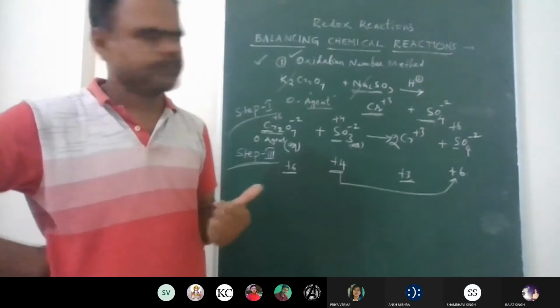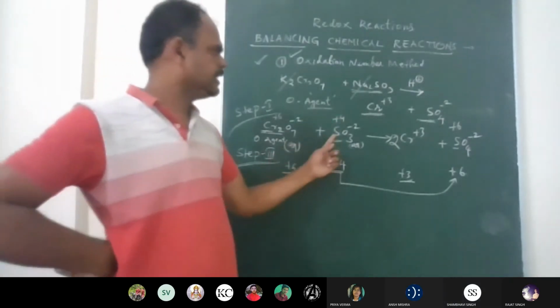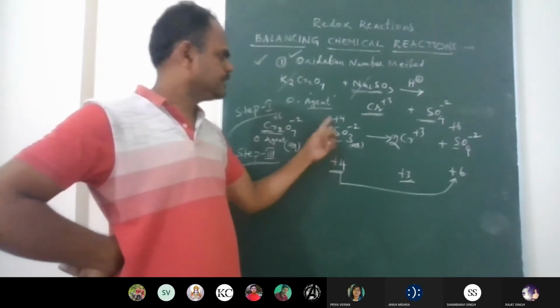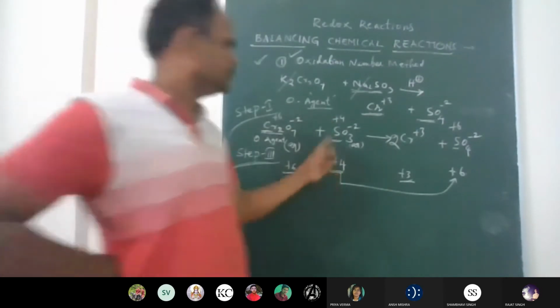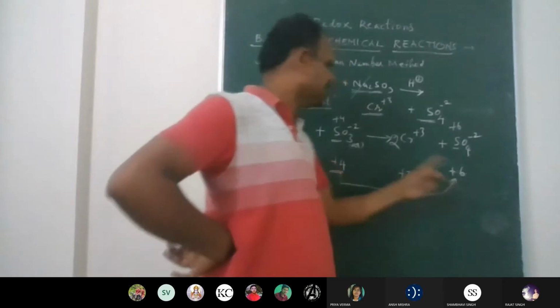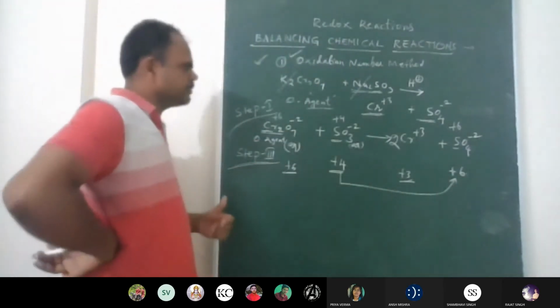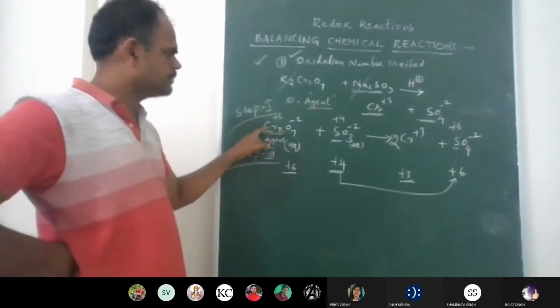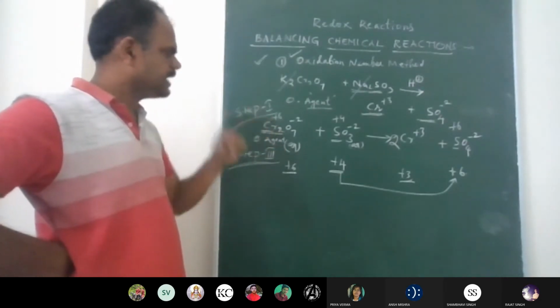Gaining 3 electrons. So now sulfur is losing how many? Sulfur is losing here, sulfide losing how many? 2 electrons, and changing into plus 6. So then equate the number of electrons. But how many chromium atoms are here? 2 chromium atoms. Each chromium atom is gaining 3 electrons.